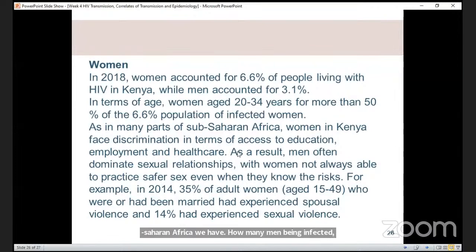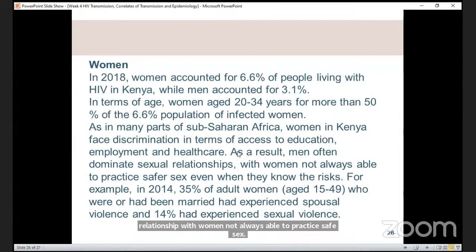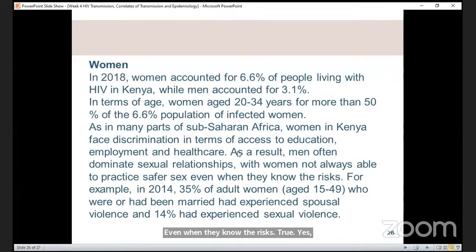We have discrimination in terms of education, employment, and healthcare. That bit of discrimination is a detriment to the ladies. As a result, men often dominate sexual relationships, with women not always able to practice safe sex, even when they know the risks. True? Yes, very, very true. Okay. So we have several statistics there as far as why most women get infected.